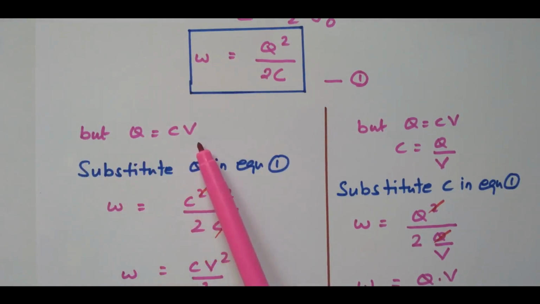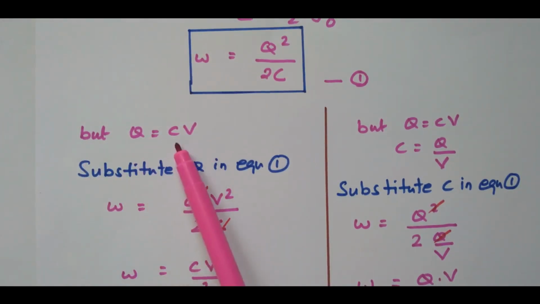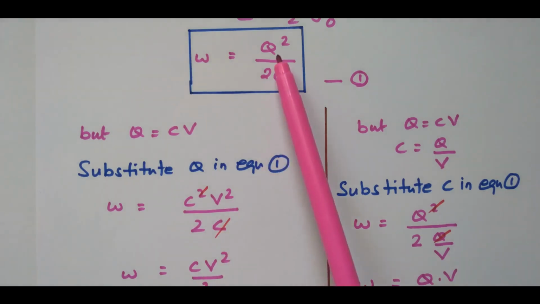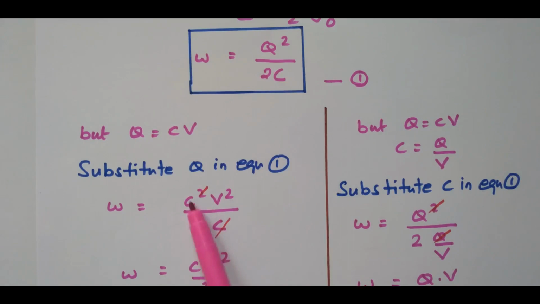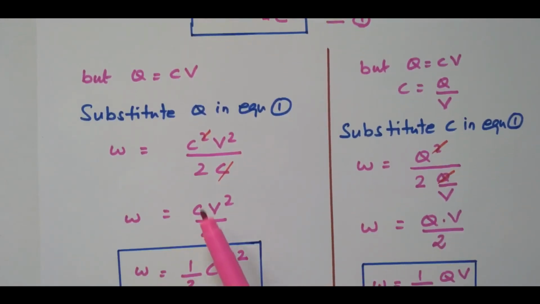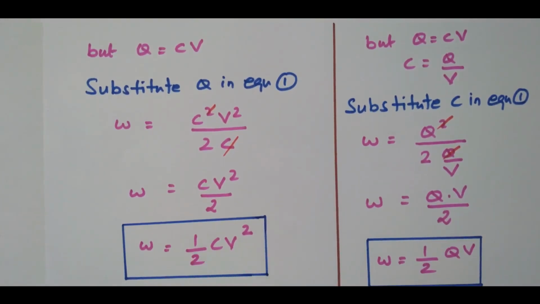We know that Q equals CV. Now we are going to substitute Q equals CV in equation number 1. So W equals Q square divided by 2C. That is, Q square means C square V square, divided by 2C. This Q square is now replaced by C square V square. So one C got cancelled. So what we have is CV square divided by 2, that is half CV square. Energy stored in a capacitor, another formula, is half CV square. This is a very standard formula: half into capacitance into voltage square. This is the second form.